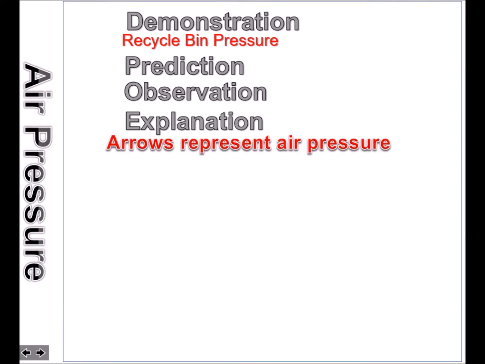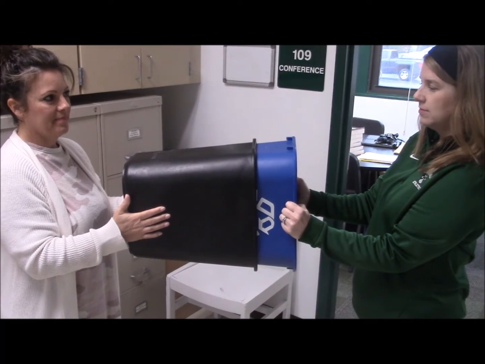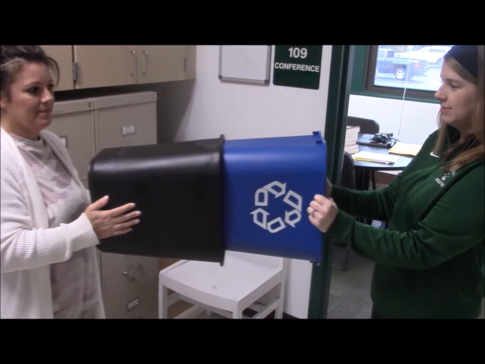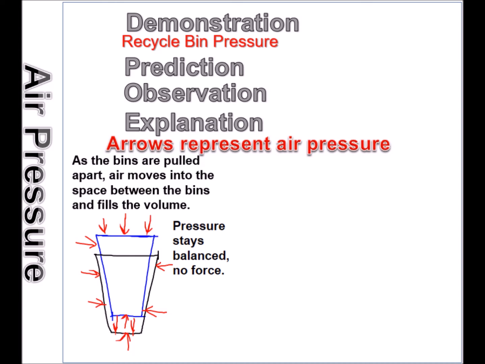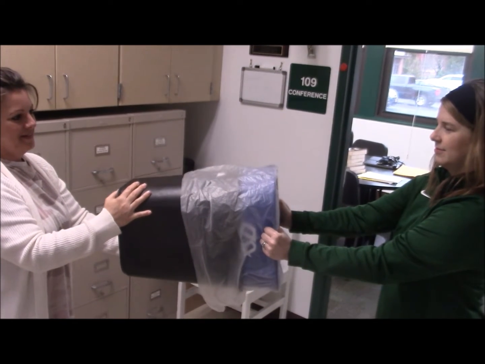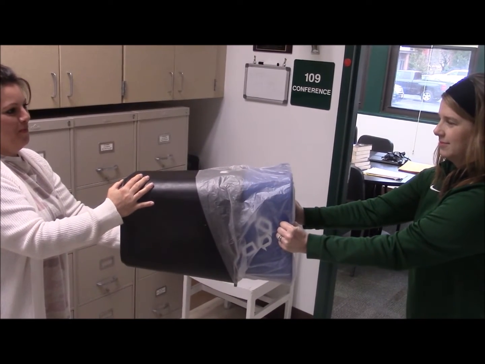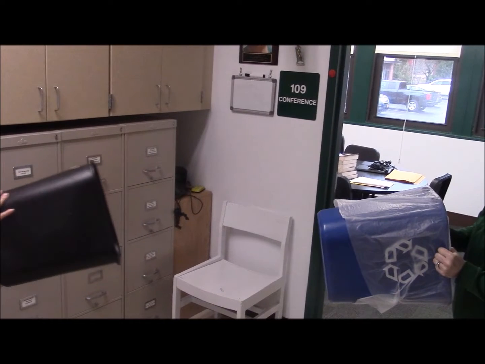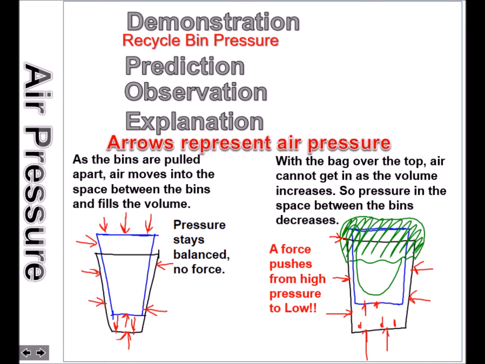In the recycle bin pressure demonstration, we have two recycle bins placed together. When separated, air gets in between the two recycle bins, allowing pressure to equalize, thus no force. But by placing a bag around the outside, when the bins are pulled apart, the volume in between them increases without any air getting in, dropping the pressure, creating a force squeezing them together, an increase in volume with no particle increase.